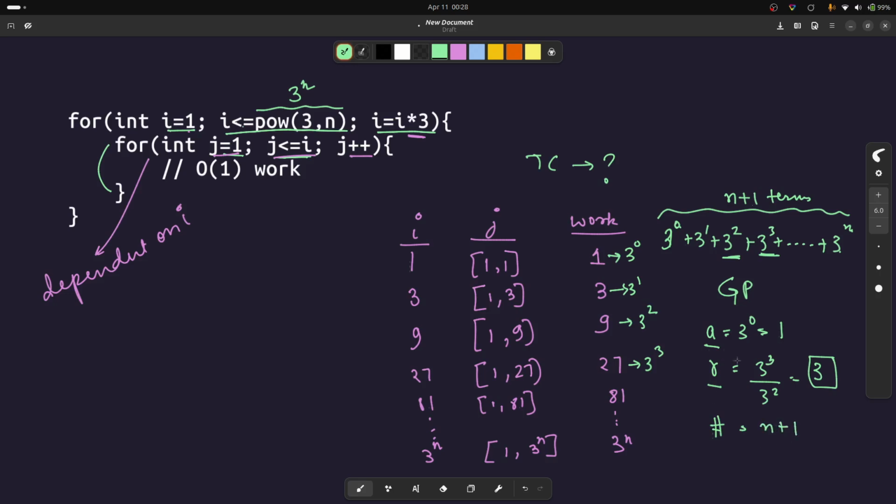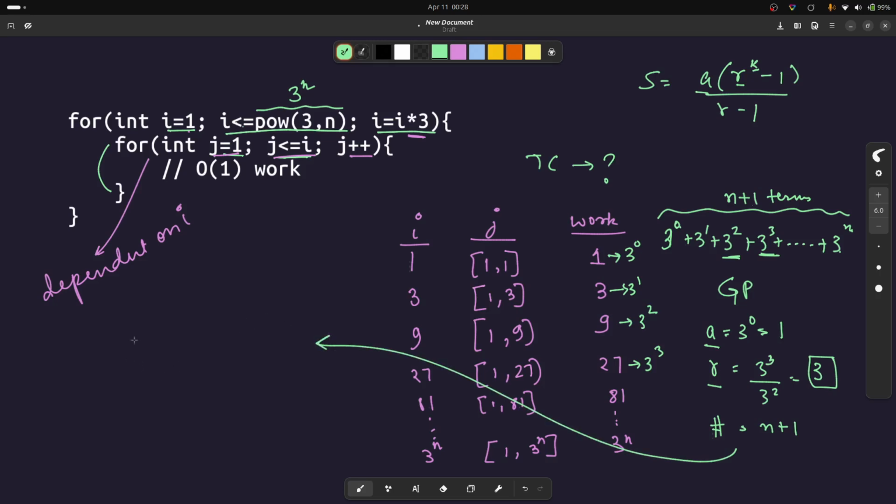Now I have a, I have r, and I have the number of terms. The formula for the sum of a GP is sum is equal to a into r to the power k minus 1, divided by r minus 1. Here a is the first term, r is the common ratio, and k is the number of terms in the entire series. So I will just put it here. Where should I continue? I'll continue here.